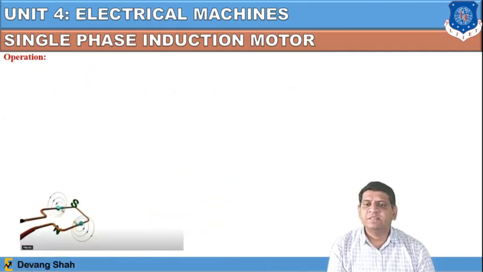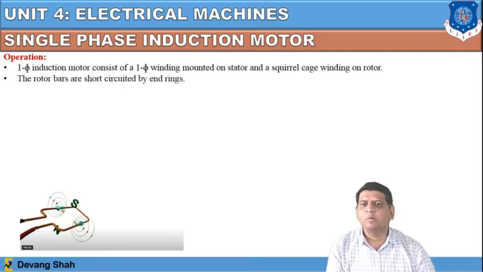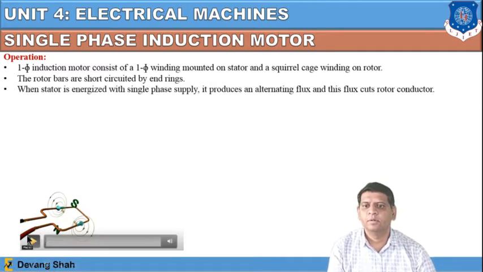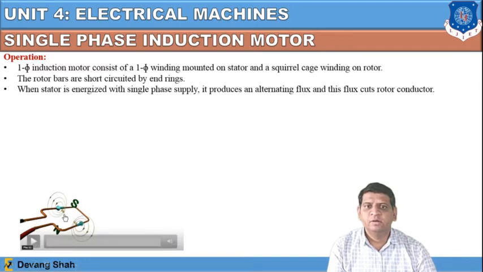Operation. We'll see the operation here. The single phase motor consists of a single phase winding mounted on the stator and a squirrel cage winding on the rotor. If we talk about the operation of this single phase induction motor, the rotor bars are short circuited at the end ring. When the stator is energized with a single phase supply, it produces an alternating flux and the flux cuts the rotor conductor.